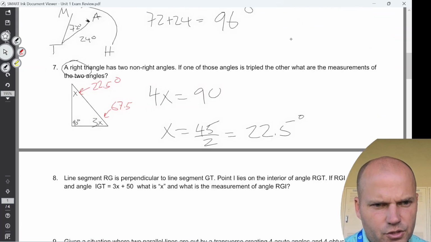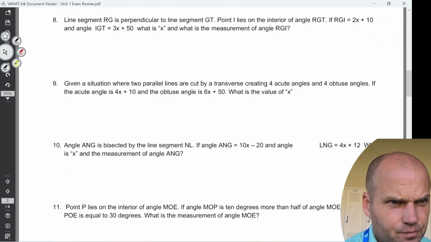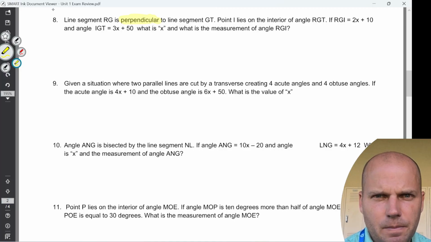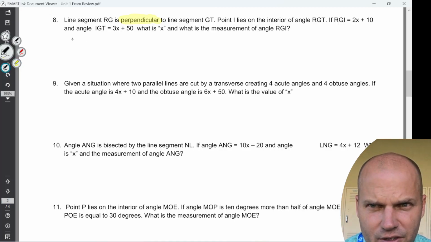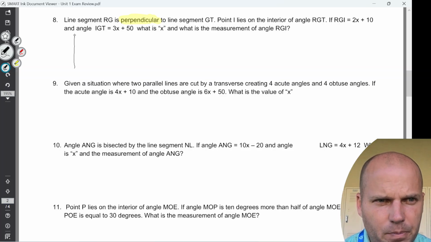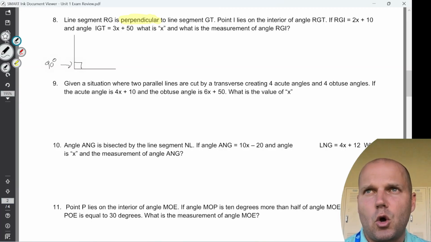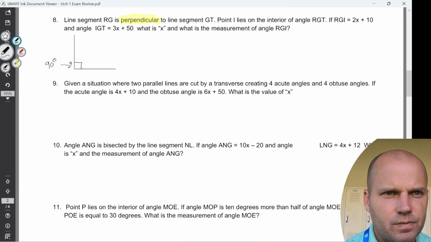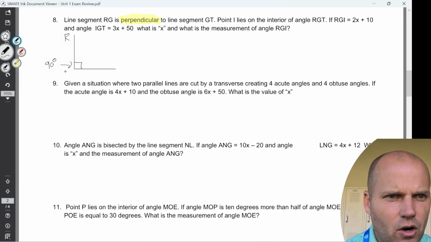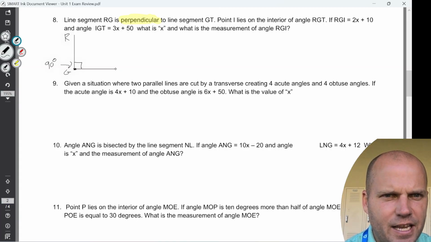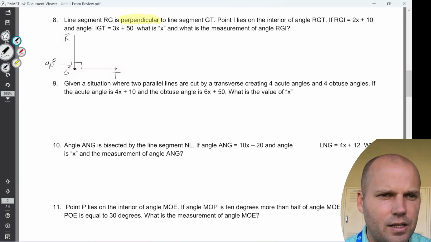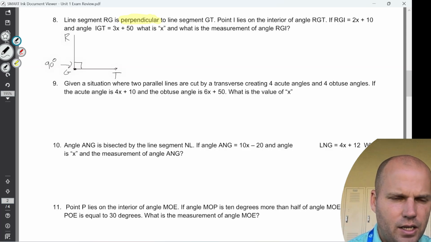Cool. Sorry. Question 8. Segment RG is perpendicular to line segment GT. Point I lies in the interior of angle RGT. Perpendicular. What does that mean? 90 degrees, people. 90 degrees. These little words mean so much. You have to pay attention to details. So line segment RG will make a 90-degree angle with line segment GT. We can see that those two line segments really just connect with each other.